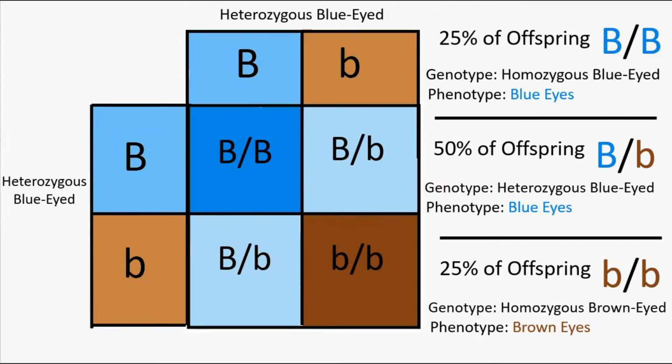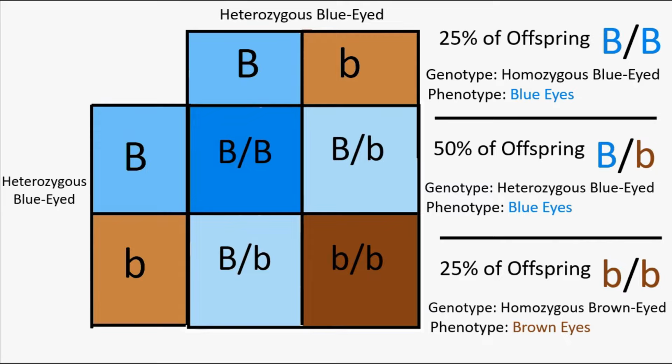The fourth pairing is a heterozygous blue-eyed goat bred to a heterozygous blue-eyed goat. This pairing is one of 3 ways you can end up with homozygous blue-eyed goats. In this pairing, 25% of offspring should be homozygous for blue eyes, meaning they have a phenotype of blue eyes and a genotype of B/B. 50% should be heterozygous for blue eyes, meaning they have a phenotype of blue eyes and a genotype of B/b.